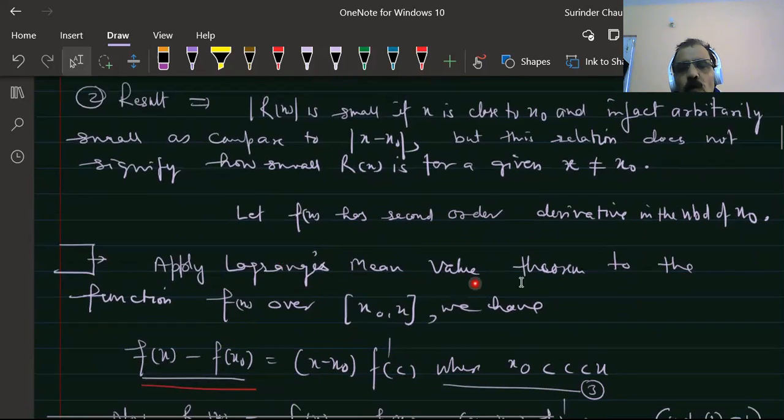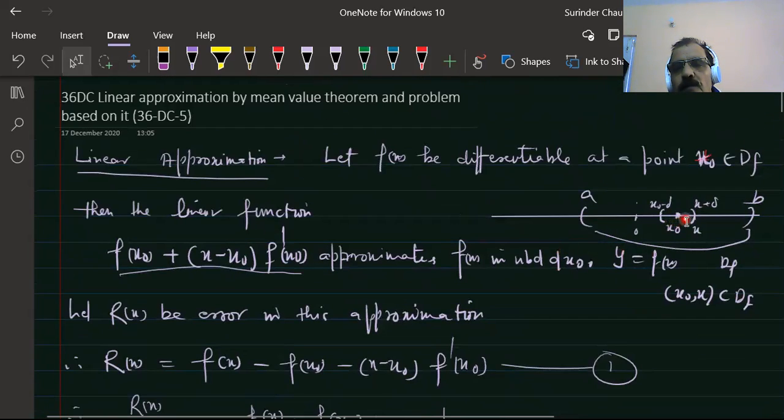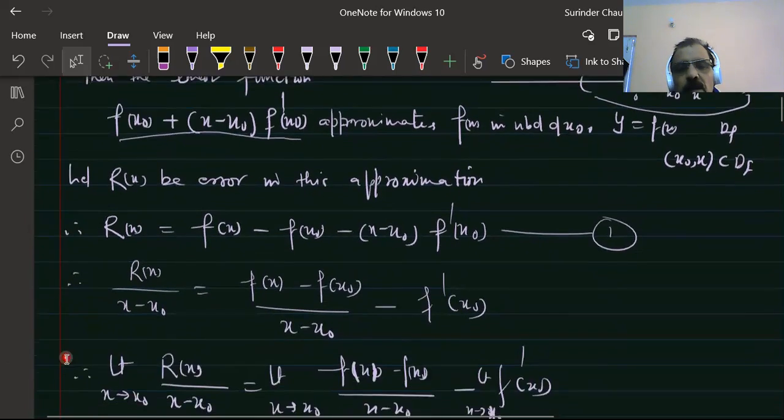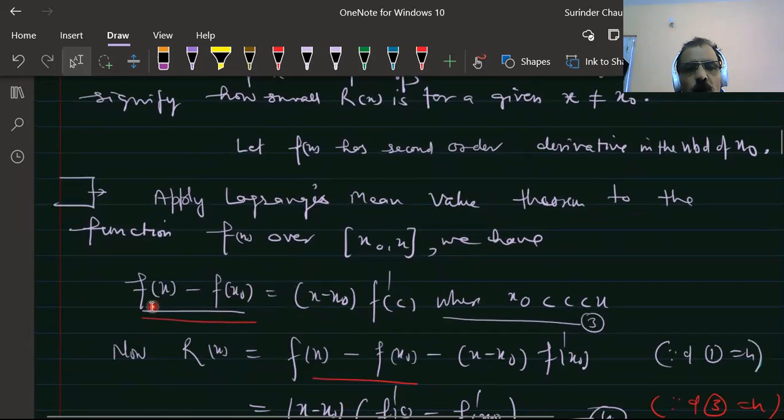Then apply the Lagrange mean value theorem to the function f(x) over the closed interval x naught to x. If you apply this to the function, then with the help of Lagrange we get a point c, because it is second order differentiable in the neighborhood of x naught. Therefore f dash(x) is continuous and satisfies the Lagrange theorem. So we can write f(x) minus f(x naught) equal to (x minus x naught) f dash(c), where c belongs to (x naught, x).